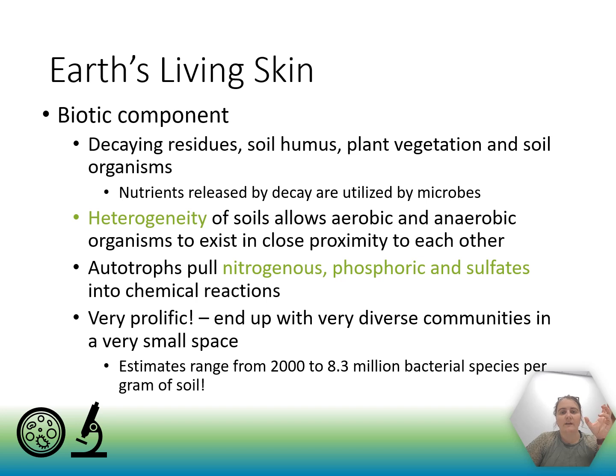And then the biotic component is going to consist of a lot of different things. First, it's going to consist of decaying residues, what we call soil humus, which is that really dark, earthy kind of material, plant vegetation, and soil organisms. Normally when nutrients are being released in a soil environment, it is because of microbes decaying those different components within the soil. That's important. Soils are very heterogeneous, which means they're very different across different spectra of the earth, and that allows aerobic and anaerobic organisms to exist in close proximity to each other.